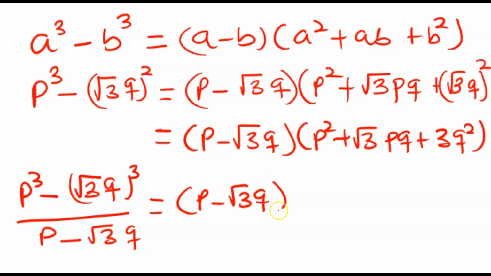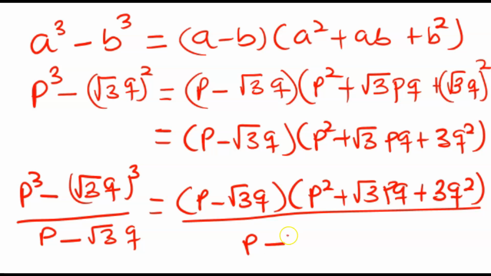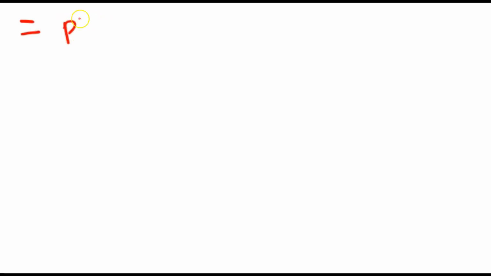So p³ minus (√3)³ over (p minus √3) becomes (p minus √3) times (p² plus √3p plus 3) over (p minus √3). So this will cancel that. We have p² plus √3p plus 3.